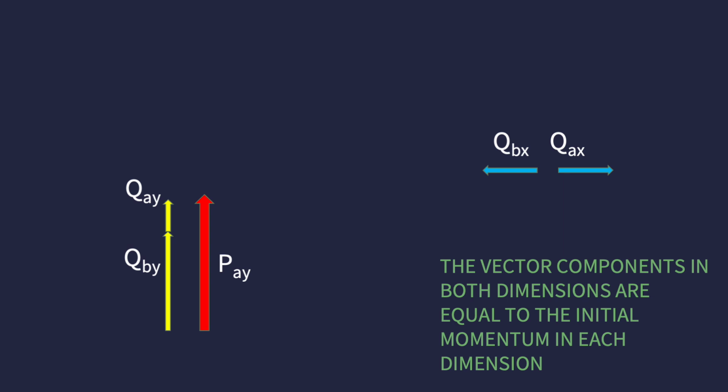If you look in the horizontal direction, vectors sum, and vectors are plus and negative. One is to the right, one is to the left. They are equal and opposite, and give me a final momentum in the x direction of 0, which is what the initial momentum was.